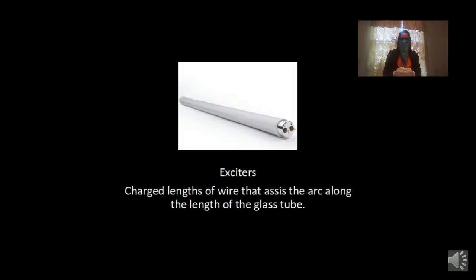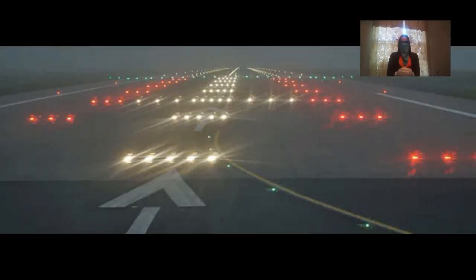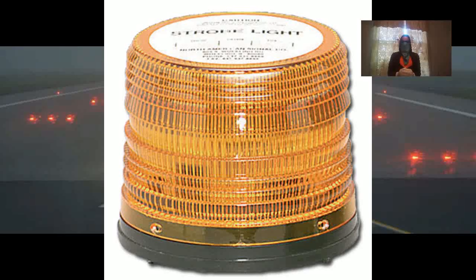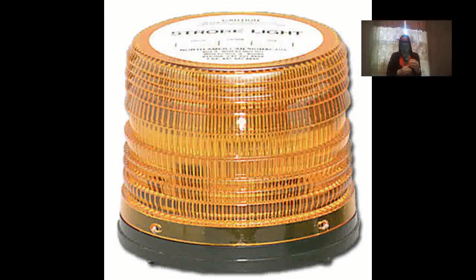Sometimes there are exciters placed along the length of the tube to help attract the electrons through the long tube. Exciters are charged lengths of wire that assist the arc along the length of the glass tube. Strobes are capable of producing flashes of such great intensity that they can be used for airfield approach systems. The flash of a strobe can generate in excess of 50,000 watts and can be observed at distances greater than 10 miles during the light of day.